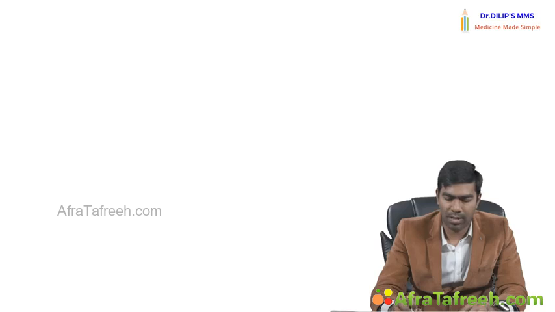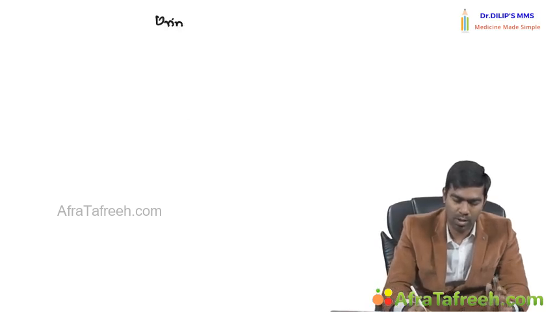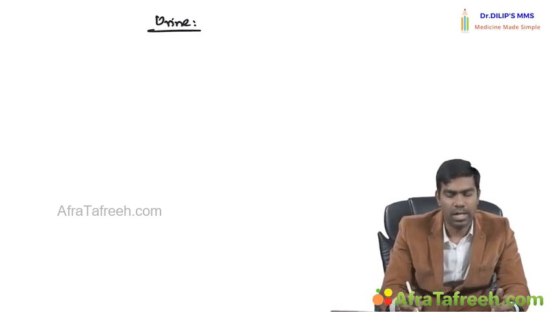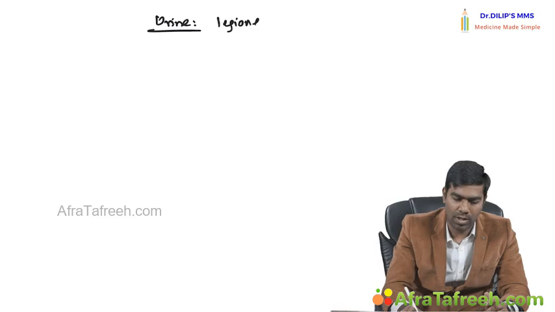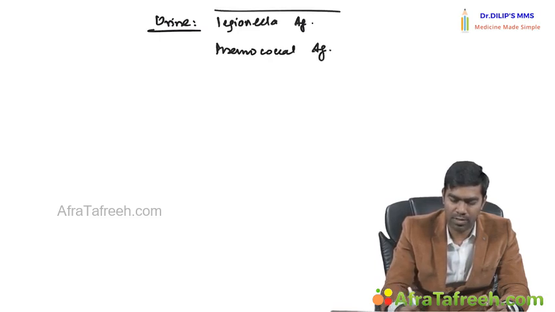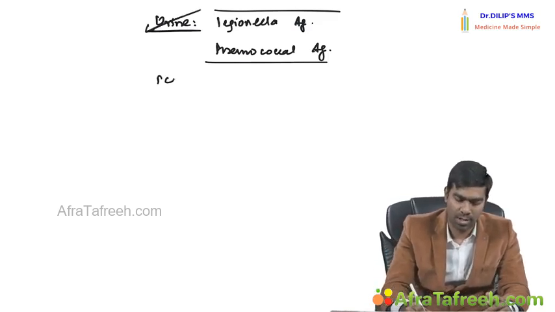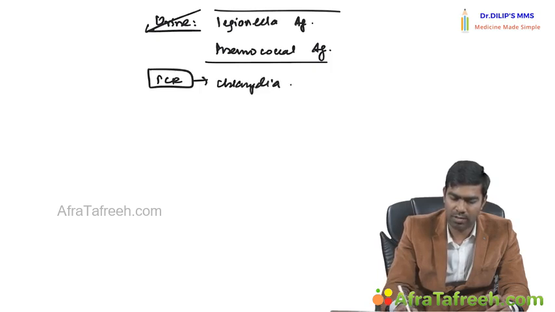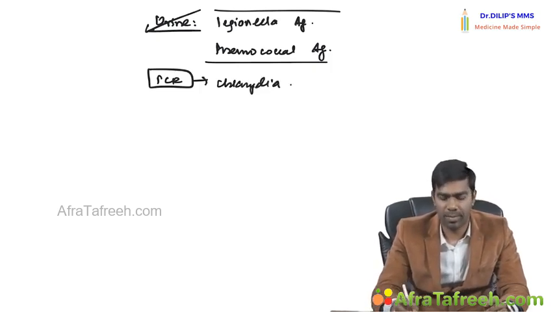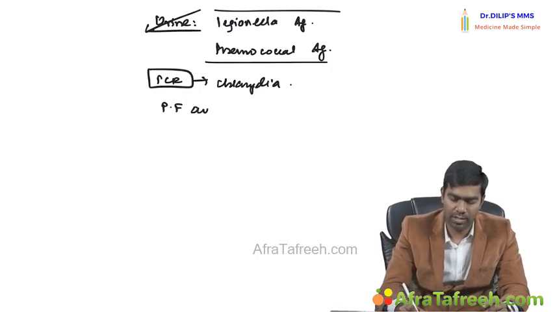Okay, then I told you some other investigations you can use, like urine. In urine, there are two tests available: legionella antigen testing and pneumococcal antigen testing. These are very good. If you suspect Legionella or pneumococcus, you can do a urine antigen test for this. Then PCR is available, and PCR is needed only for diagnosing chlamydia, and it's the gold standard for diagnosing chlamydial infections. And pleural fluid analysis is warranted.